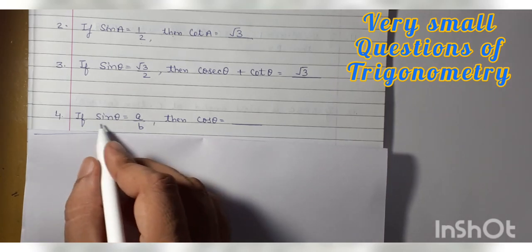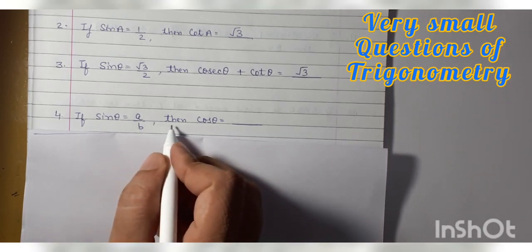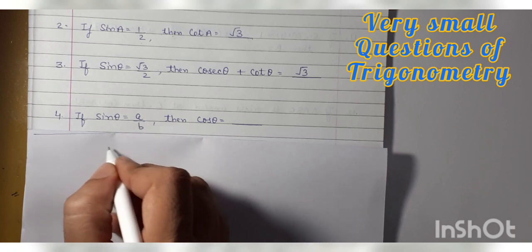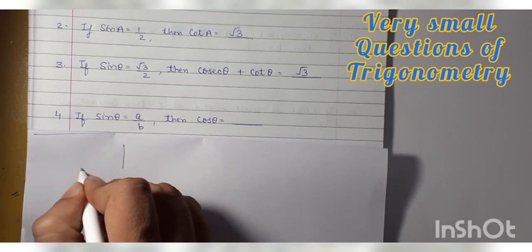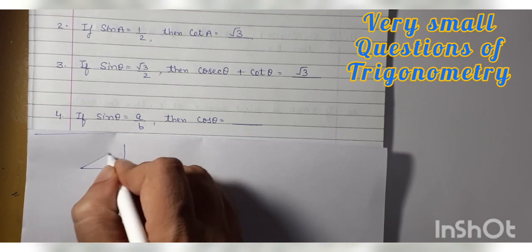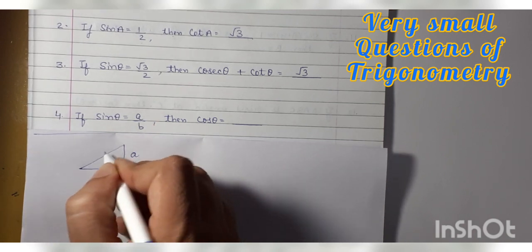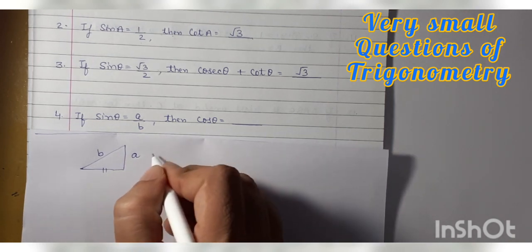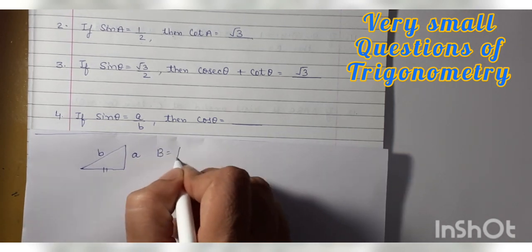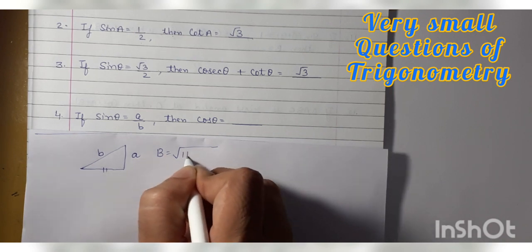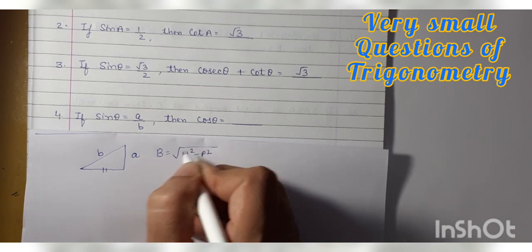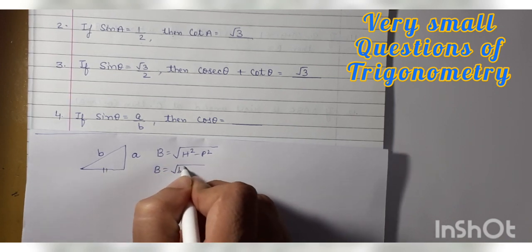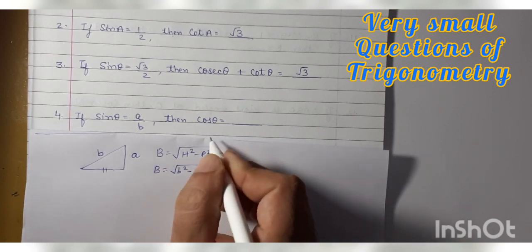Yes. If sin theta is equal to A upon B, then you have to find cos theta. Okay, sin theta is A upon B. Sin is what? Perpendicular upon hypotenuse. Perpendicular is this A and hypotenuse is B. What will be base? Base is equal to under root hypotenuse square minus perpendicular square. Hypotenuse is B, so B square minus A square.